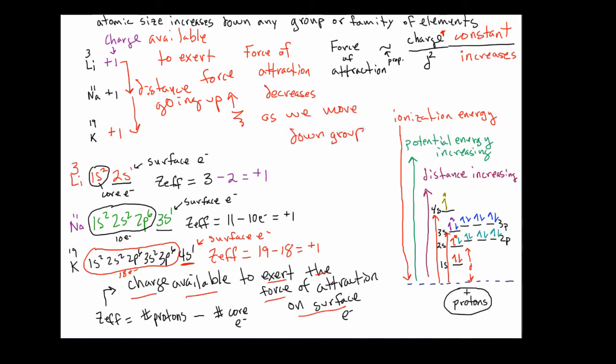So the force with which the protons are pulling on the surface electron is decreasing substantially, becoming weaker as we move down the group. And consequently, and this is the clincher right here, the size of the elements increases moving down any group.